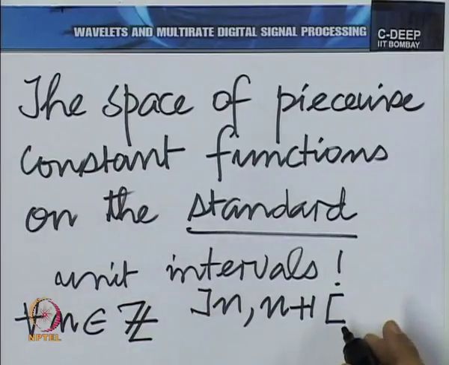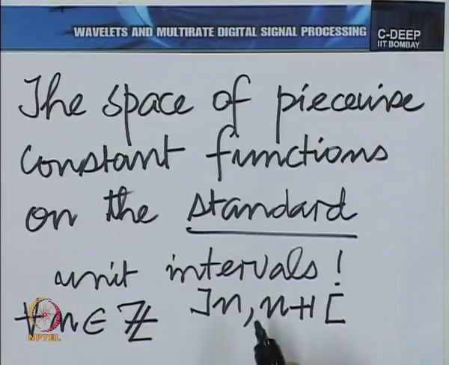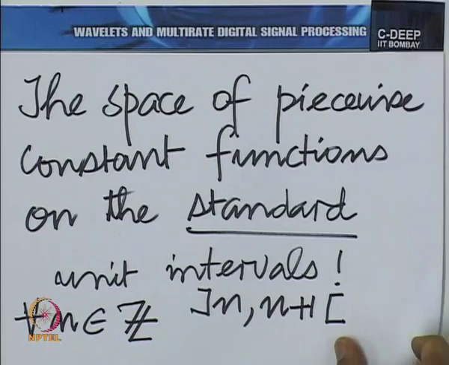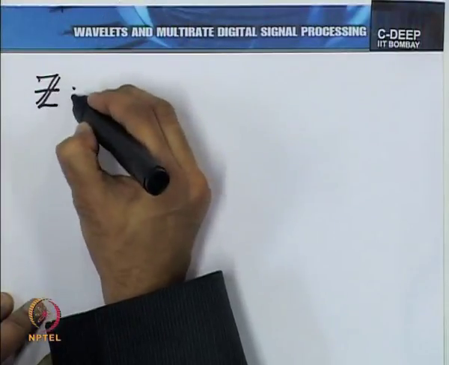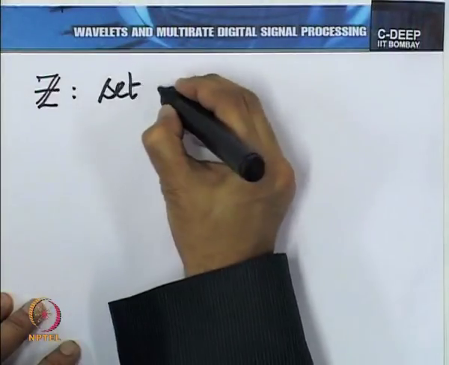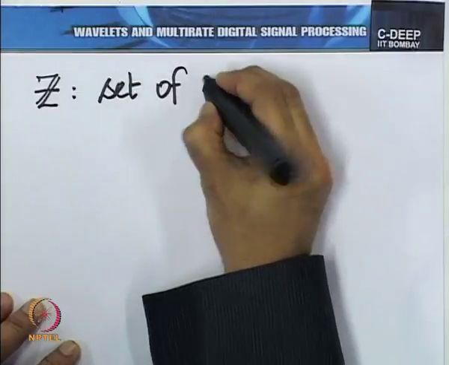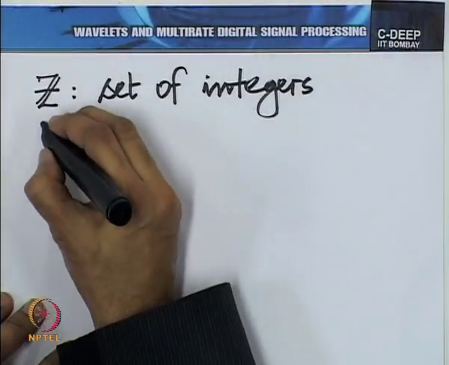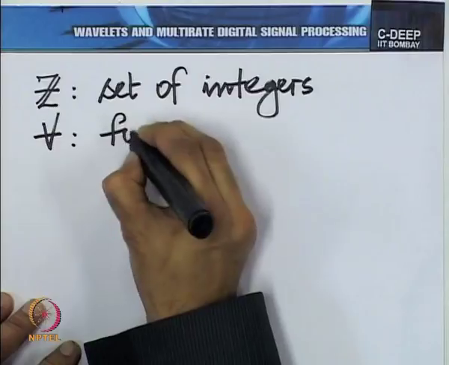Now, I wish to slowly start using notation which is convenient. So, this notation script Z would in general in future refer to the set of integers. So, I think we should make a note of this. Script Z is the set of integers. And this refers to for all.